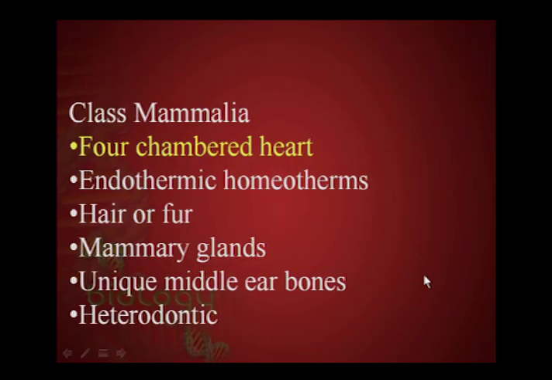Characteristics of the mammals include having a four-chambered heart, like birds, although we evolved it independently. We are warm-blooded, endothermic homeotherms. We will have hair or fur, but really the distinguishing feature is mammary glands. And hair and fur is also derived from keratinized tissue. So scales of reptiles, hair of mammals, and feathers of birds are all derived from keratinized tissue.